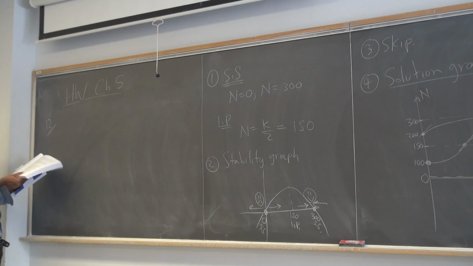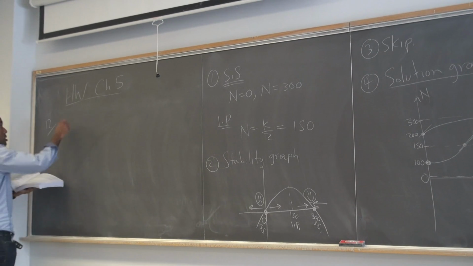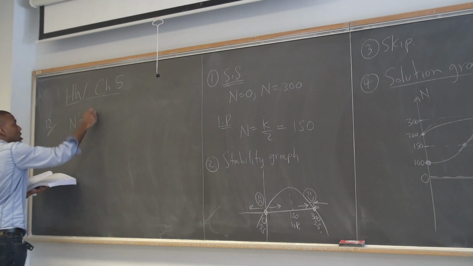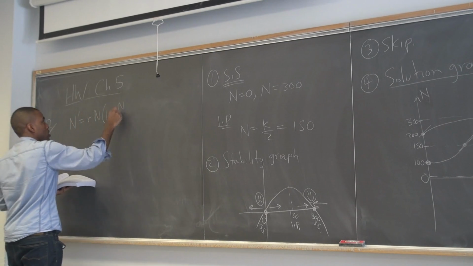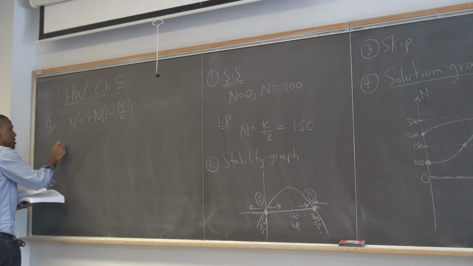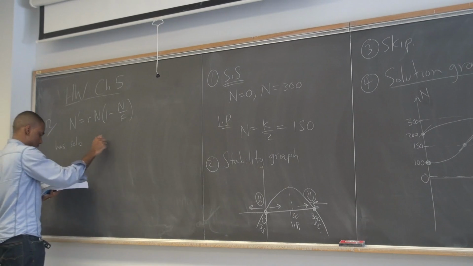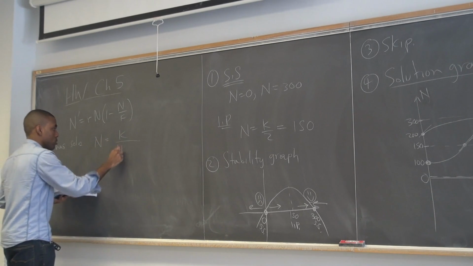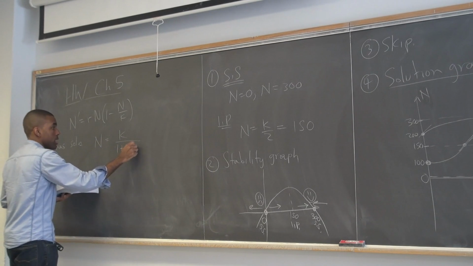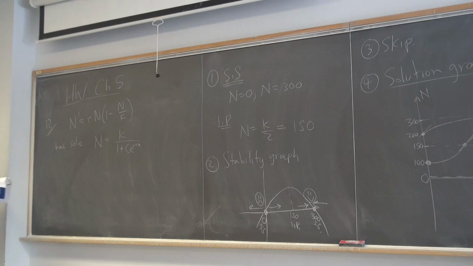So this says the logistic equation can be solved using separation of variables. We don't do it because it needs an advanced integration technique. But they're saying that N' = rN(1 - N/K) has solution N = K/(1 + ce^(-rt)). They're just saying, in theory you could solve it, and this is the answer you get, and one thing you want to do is verify that this is a solution.